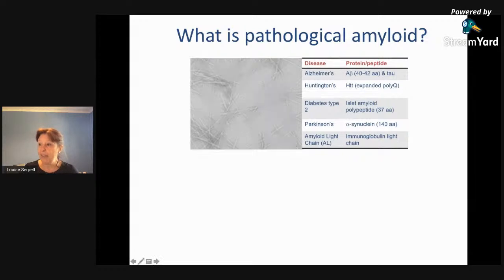So, for example, in Huntington's disease, in diabetes type 2, in Parkinson's disease, and in amyloid light chain disease, we have the deposition of a particular protein that forms amyloid fibrils, and it accumulates in the tissues. So these are not all neurodegenerative diseases. They're not all forming amyloid in the brain. So in diabetes type 2, this protein, islet amyloid polypeptide, forms amyloid fibrils, and they're deposited in the pancreas, whereas the amyloid light chain can deposit in lots of different places. This is formed by the part of an antibody, immunoglobulin light chain.